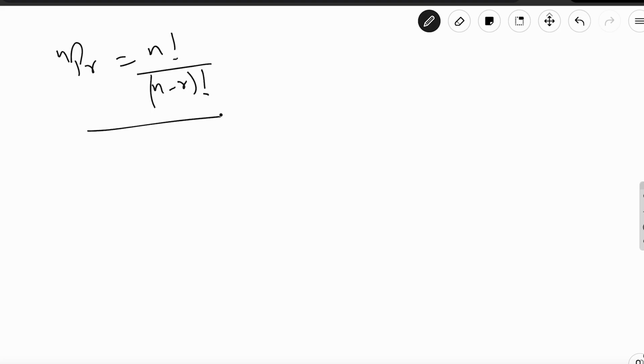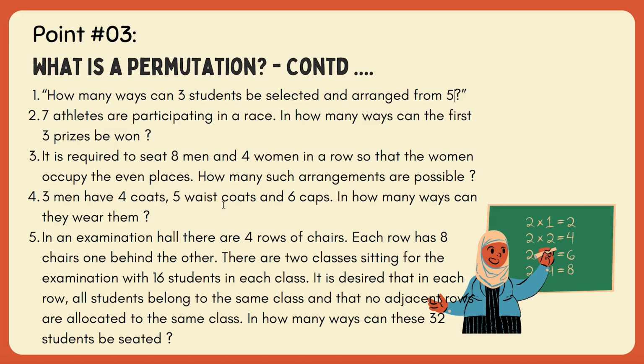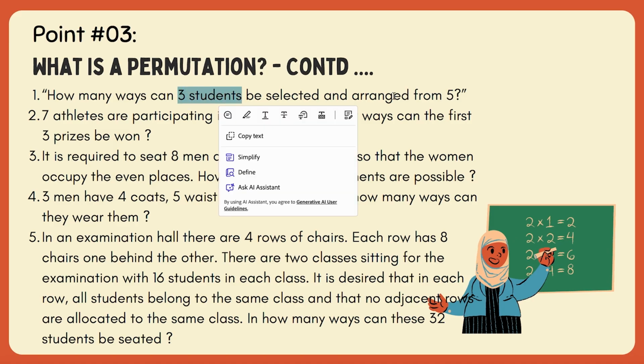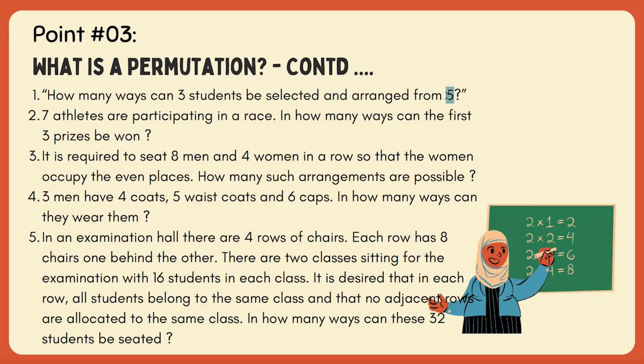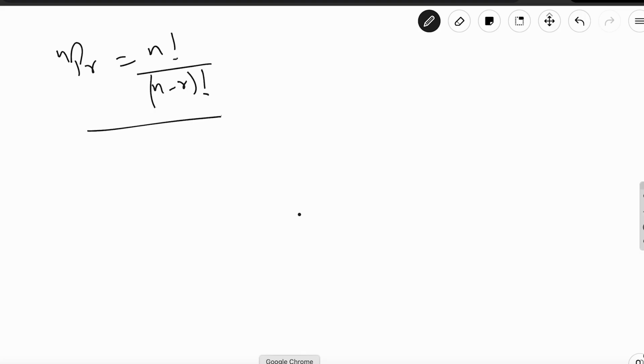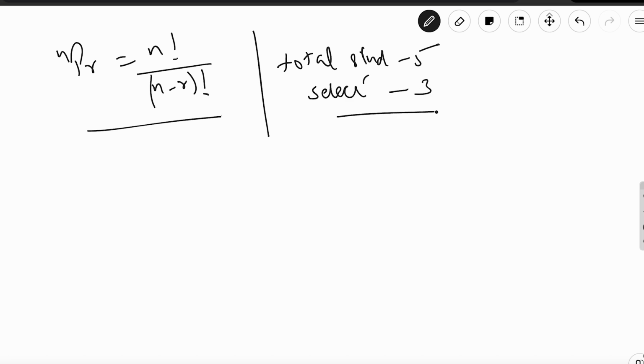Now let's try to solve some problems on permutation. We'll start with the first. In how many ways can 3 students be selected and arranged from 5? So here the total number of students is 5, and we are asked to select 3. So n is 5, r is 3.